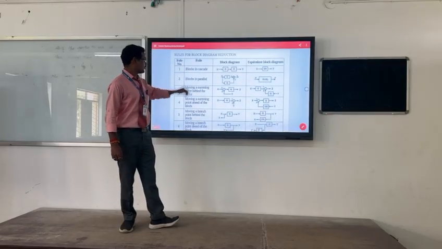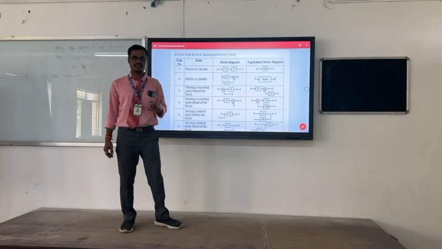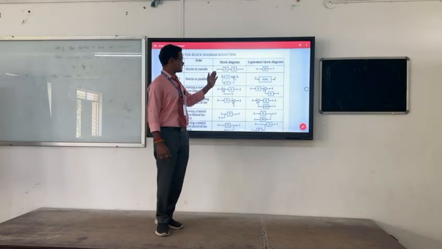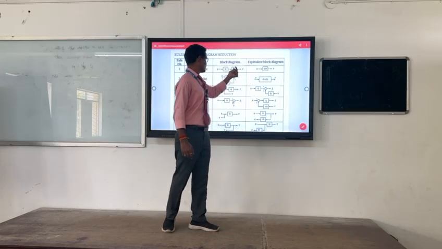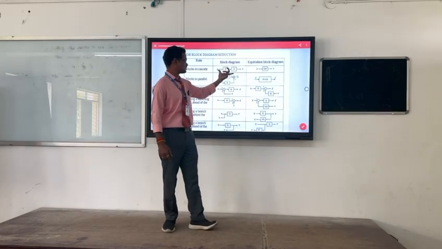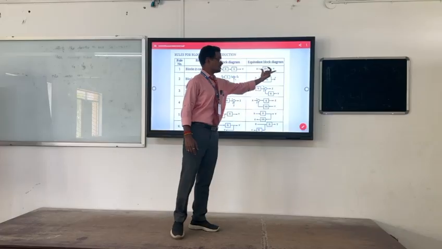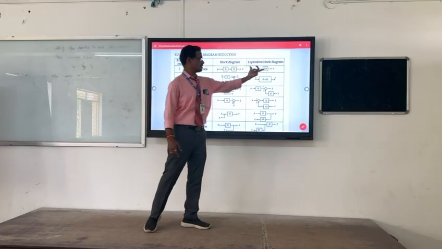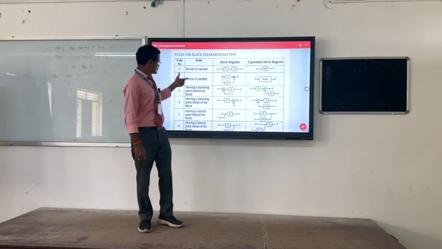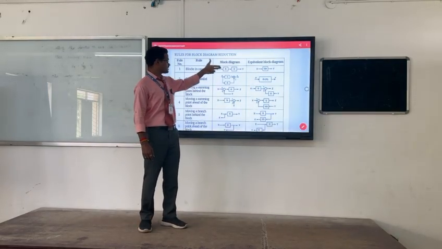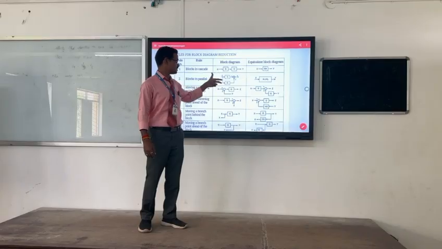First rule, blocks in cascade. When two blocks G and H are cascaded or in series, the resultant block is GH. Like that we convert two blocks into a single block by multiplying the two gain values G and H. This is for the series case. The next rule is blocks in parallel. This is for the parallel case, G1 and G2.